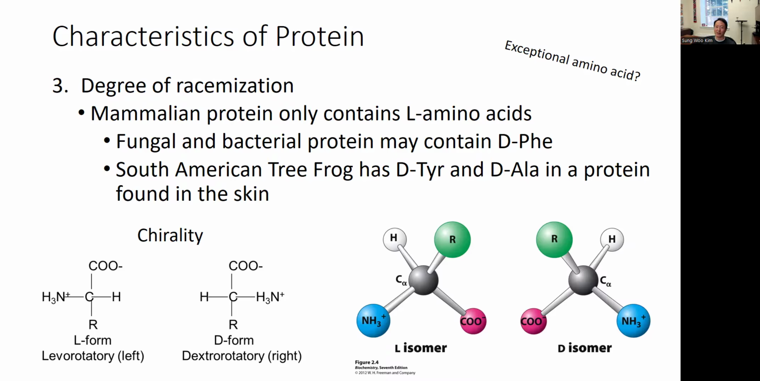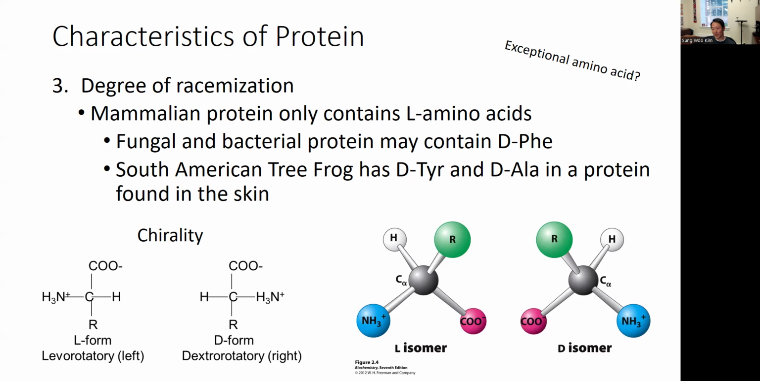However, if you look at fungus or bacteria, if you look at their protein in the fungus and bacteria, they may contain D amino acid. As an example, phenylalanine, they will contain D-phenylalanine. This is phenylalanine.